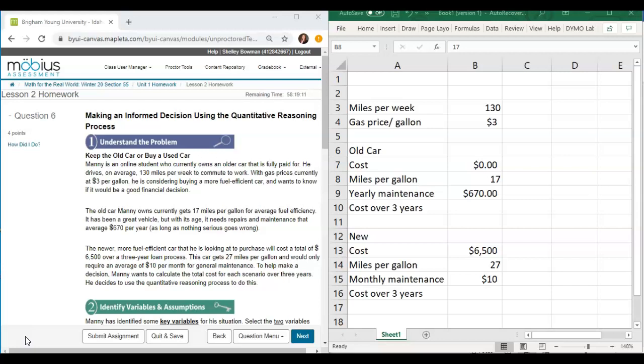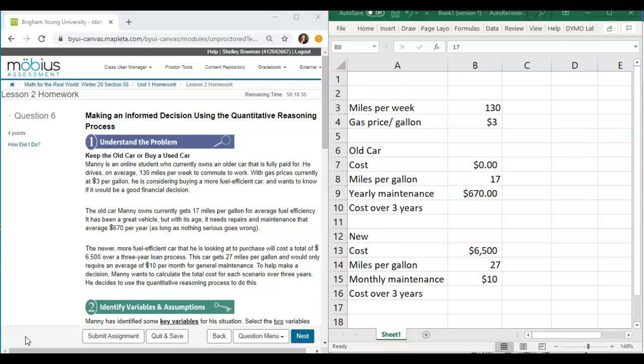Keep the old car or buy a used car. Manny is an online student who currently owns an older car that is fully paid for. He drives, on average, 130 miles per week to commute to work. With gas prices currently at $3 per gallon, he is considering buying a more fuel-efficient car and wants to know if it would be a good financial decision. The old car Manny owns currently gets 17 miles per gallon for average fuel efficiency. It has been a great vehicle, but with its age, it needs repairs and maintenance that average $670 per year as long as nothing serious goes wrong.